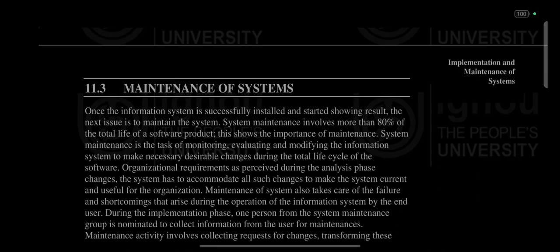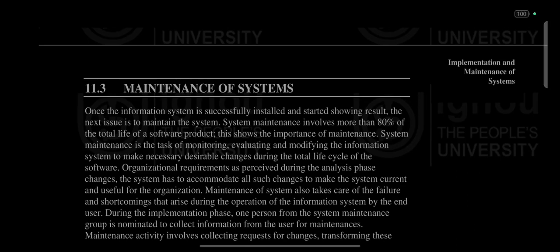Once the information system is successfully installed and started showing result, the next issue is to maintain the system. System maintenance involves more than 80% of the total life of a software product. This shows the importance of maintenance.